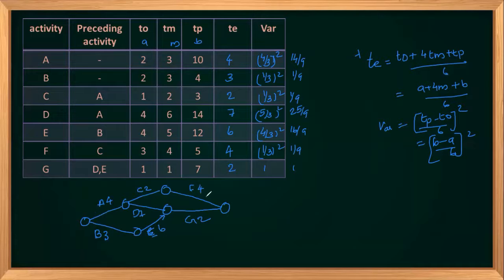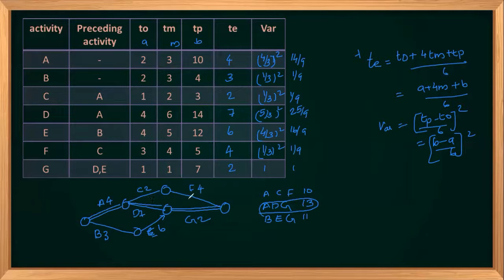Now I have to find out the possible paths. The possible paths are A, C, F; A, D, G; and B, E, G. How much will be the length of each path? 4 plus 4 plus 2, 6 plus 2, 10. 4 plus 7, 11 plus 2, 13. 3 plus 2 plus 6, 5 plus 2, 11. So the maximum is ADG. This is the critical path.